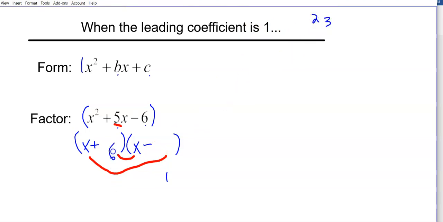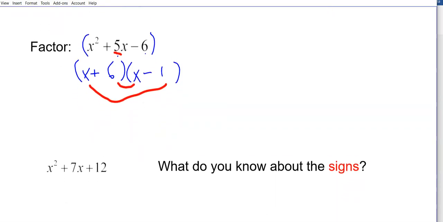So I'm not too excited about that possibility, but 6 and 1 do add up to 5 if the bigger number would have to be positive. So I think this actually works. So if you double checked it here, you go 6x plus -1x is 5x, 6 times -1 is -6, x times x is x squared. That's definitely the factoring of that quadratic, and you're done. So I think it helps again to pay attention to the signs when you do this.